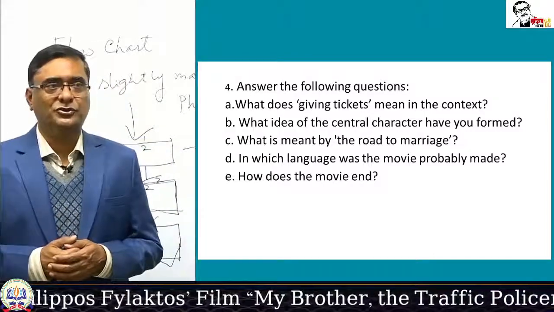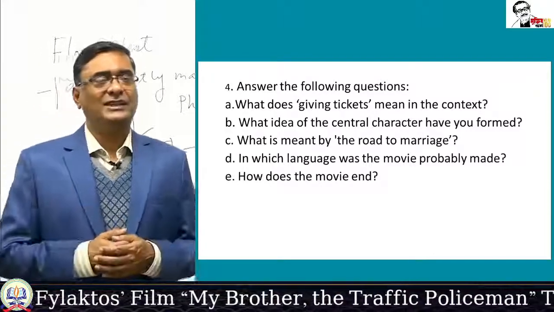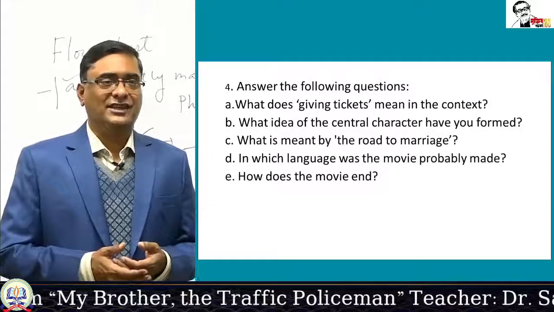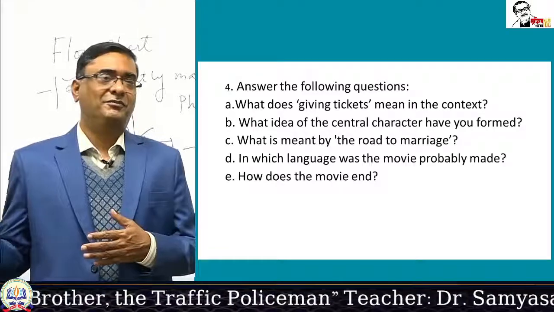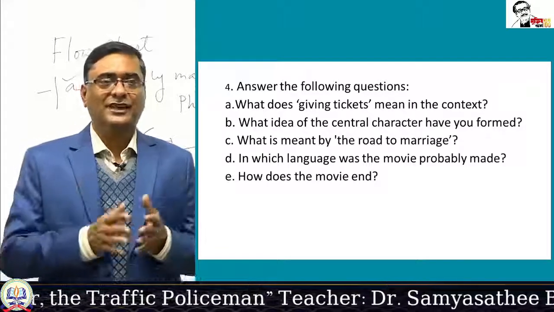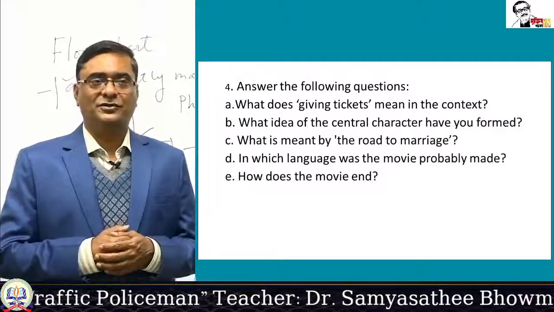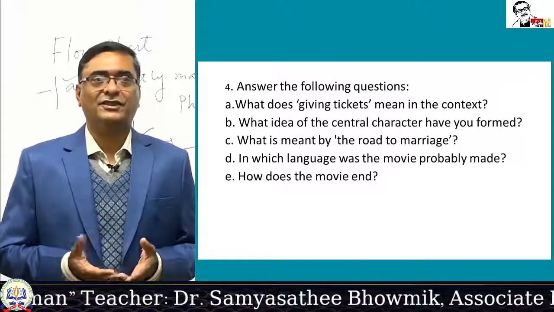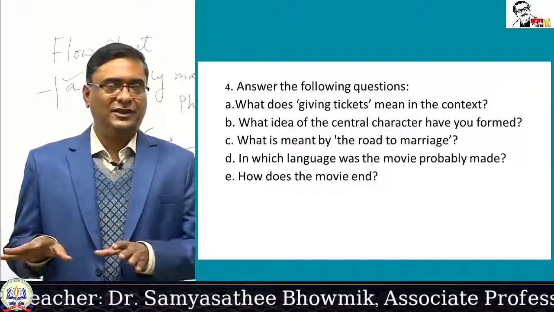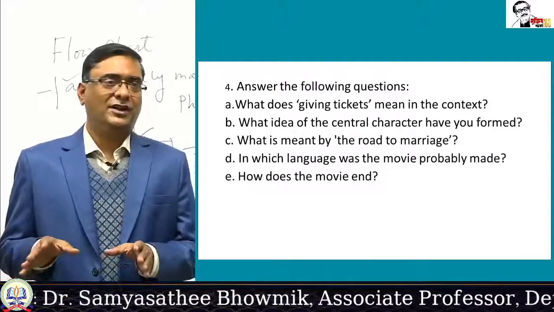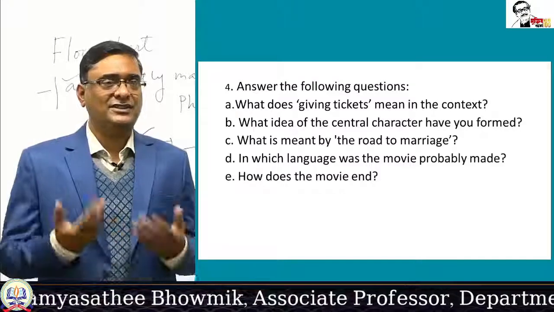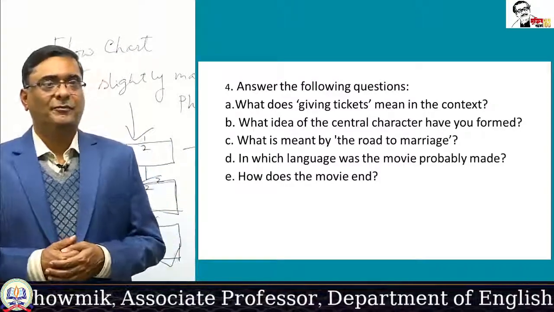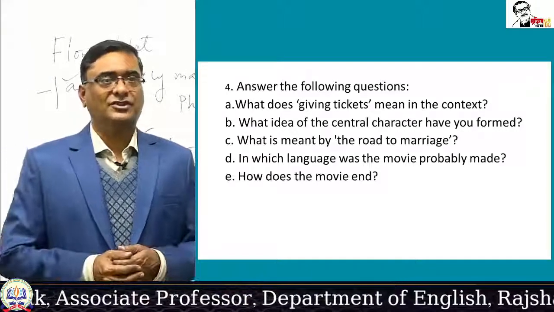What is meant by the road to marriage? The road to marriage basically means the situation, the conditions towards the marriage ceremony. The road to marriage of both the couples was not smooth. Why was it not smooth? Because of the behavior or characteristics of... You are not supposed to write this sentence in the answer, but I am trying to make you understand that the road to marriage basically indicates the situation that leads to the marriage ceremony.